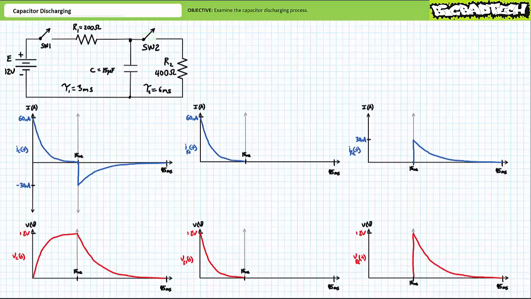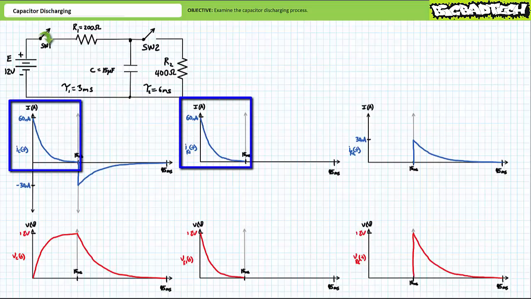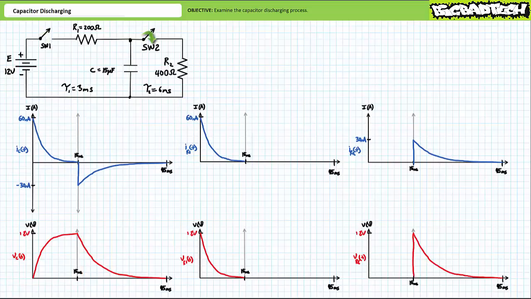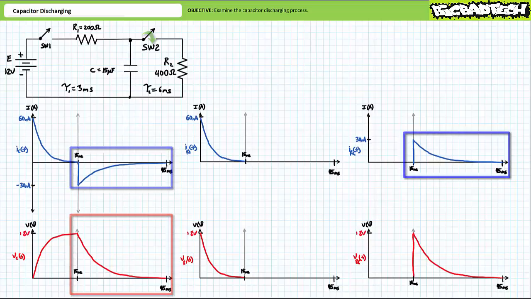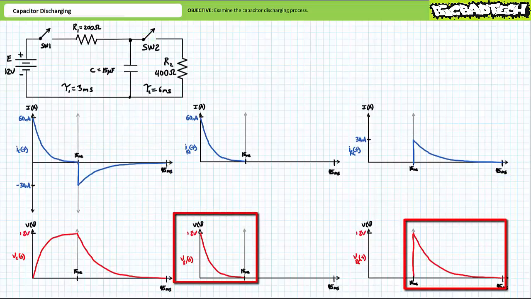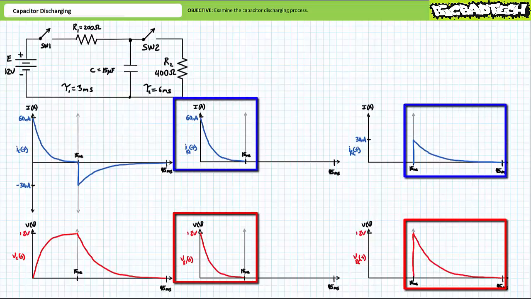Several important takeaways should be immediately identifiable. During the charging process, current rushes through R1 and into the capacitor. While charging, voltage across the capacitor rises. During the discharge process, current rushes out of the capacitor through R2. While discharging, voltage across the capacitor drops. Any voltage experienced by resistors R1 and R2 is simply the consequence of the incoming and outgoing current experienced by the capacitor in the charge or discharge process.